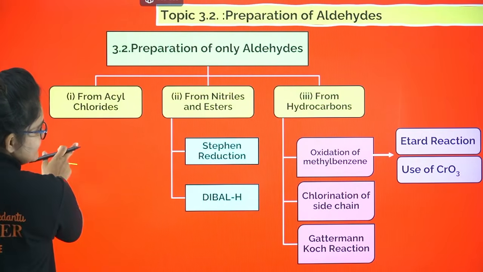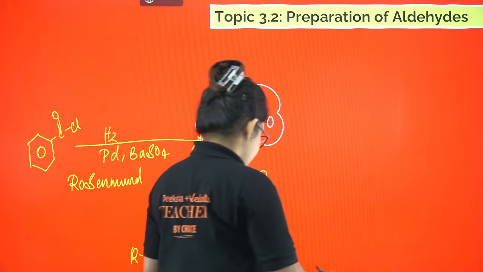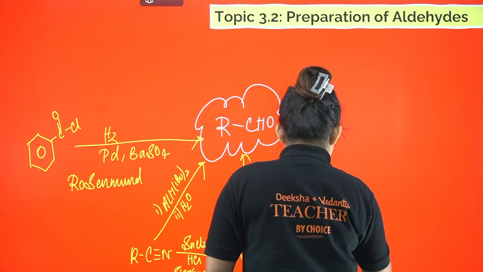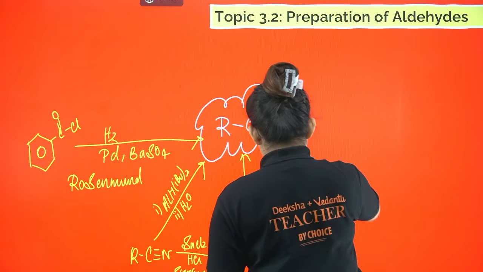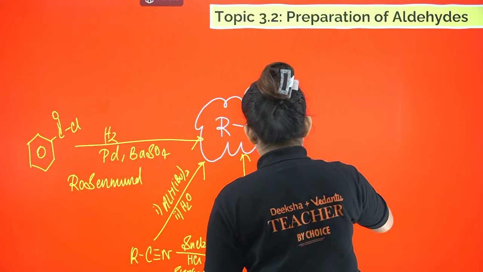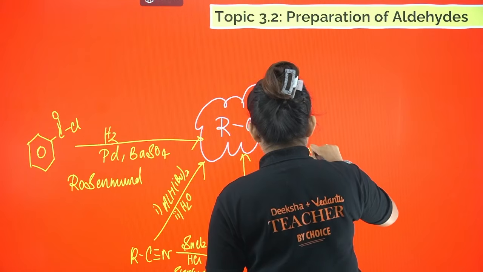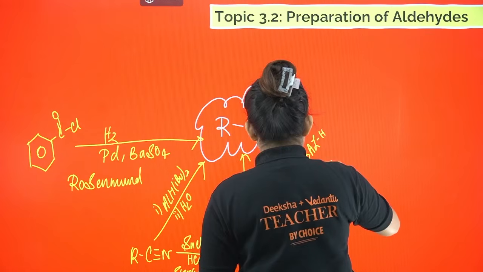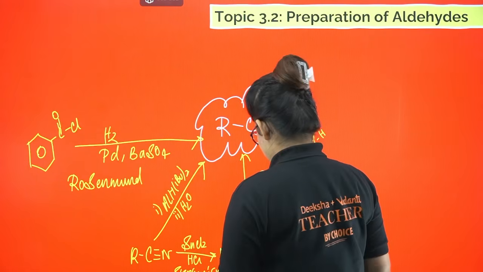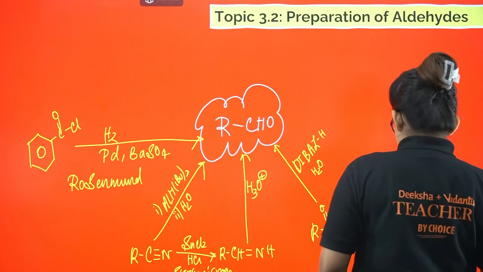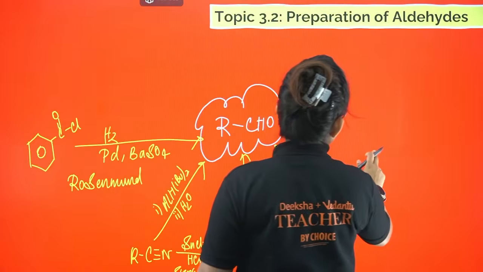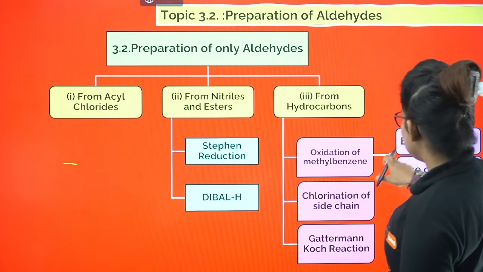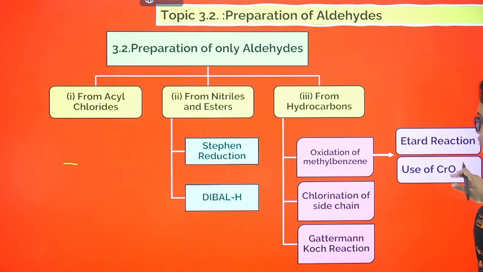Okay, from ester, let's proceed with ester. So RCOOR prime. If you give DIBAL-H and water, that will give you the aldehyde. Now from hydrocarbon, oxidation of methyl benzene, you can see the Etard reaction and use of CrO3.